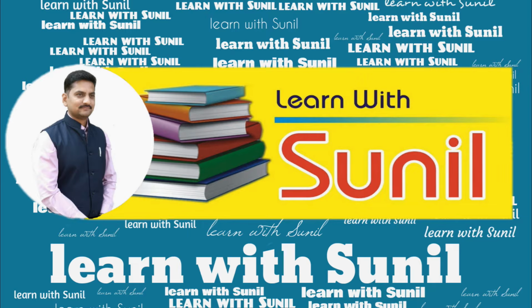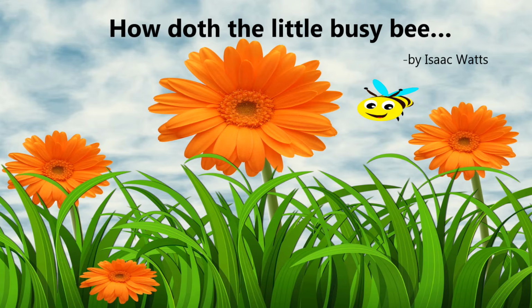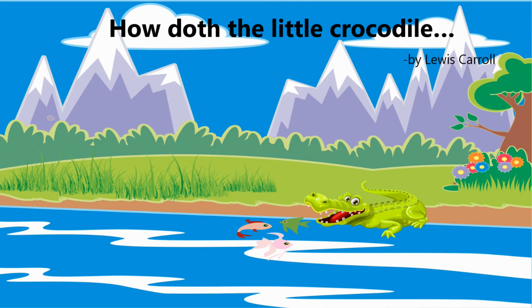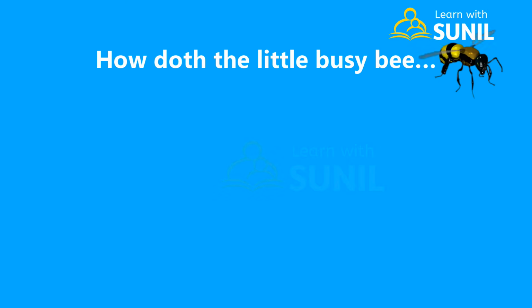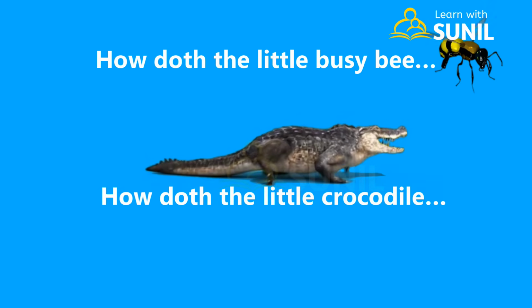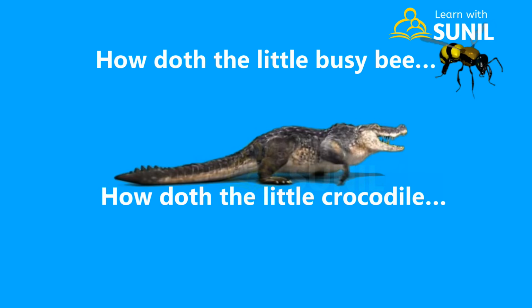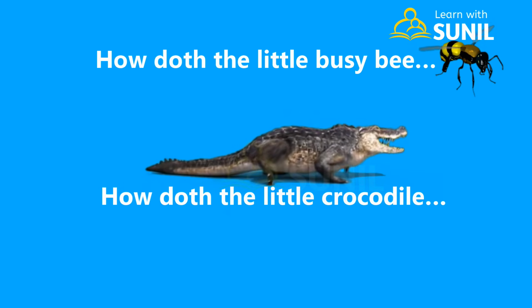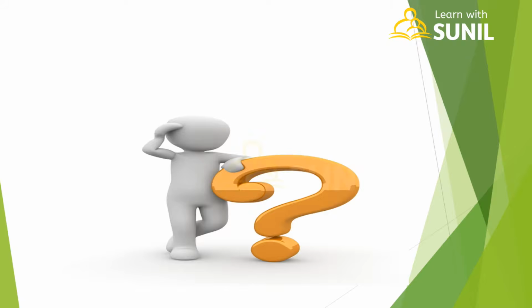Today we are going to learn two poems. The first poem is How Doth the Little Busy Bee by Isaac Watts, and the second is How Doth the Little Crocodile by Lewis Carroll. The first one, How Doth the Little Busy Bee, is an original poem, and How Doth the Little Crocodile is a parody of the first poem.